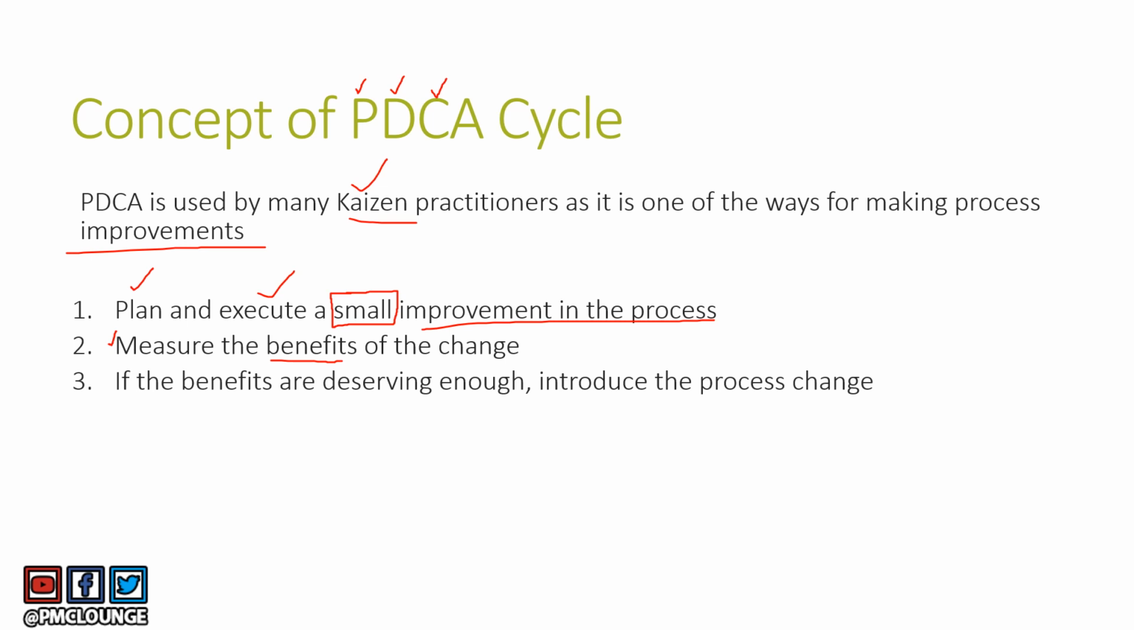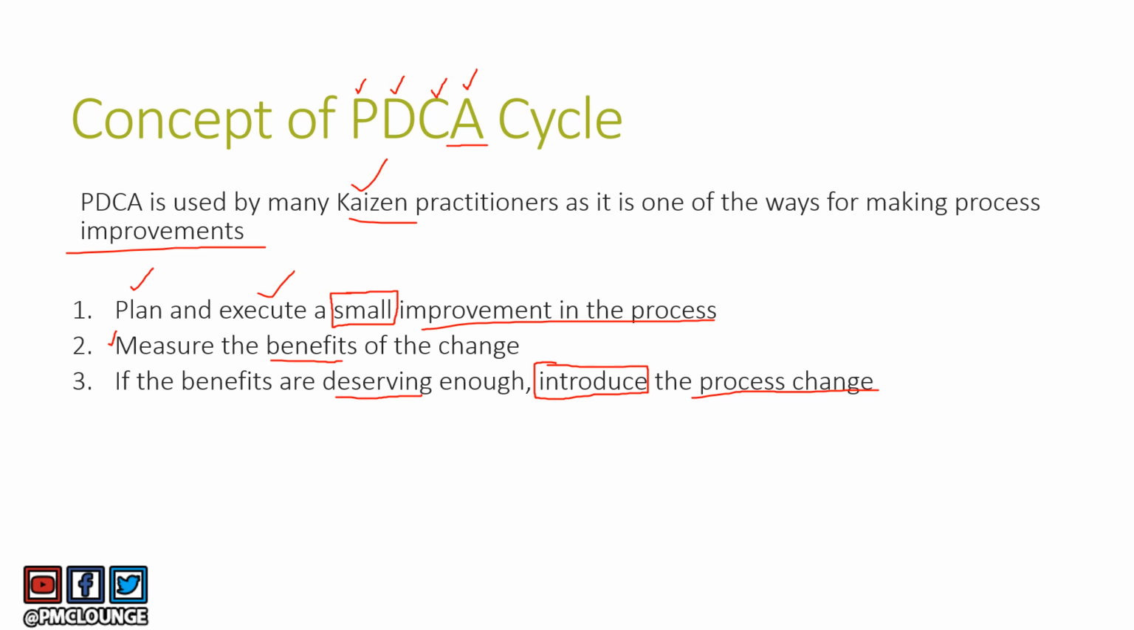Number three is, if the benefits are deserving enough, you are on the act part of the PDCA cycle right now. If the benefits that you received from this small improvement in the process are deserving enough, you can introduce the process change. You have basically done the act part of the PDCA cycle, and that act part was that you have introduced a process change. So this is how the PDCA cycle works.